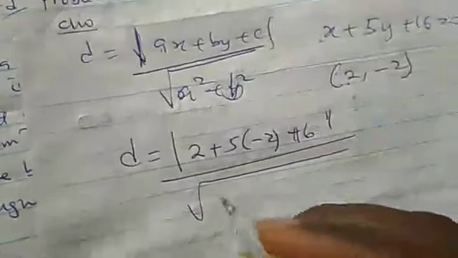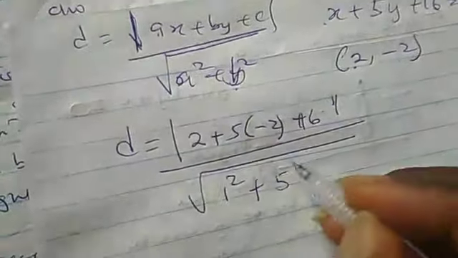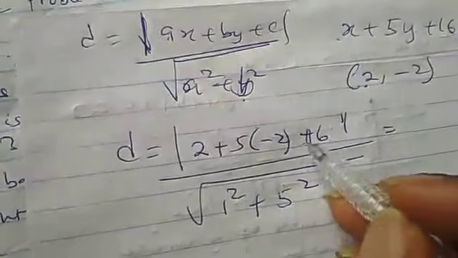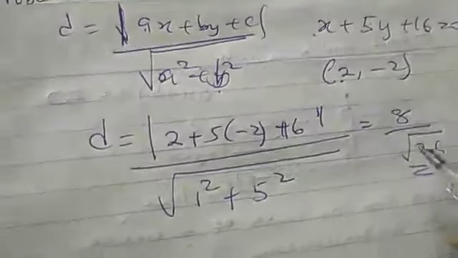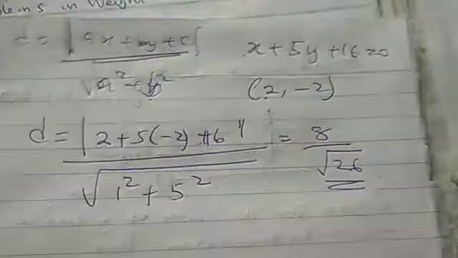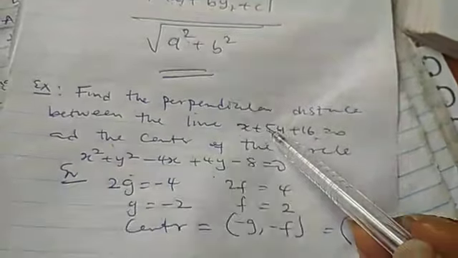The coefficient of x here is 1, so 1 squared plus the square root of b squared, which is 5 squared. And this one will give me 8 over the square root of 26. So that will be the answer. So 8 over root 26 is the perpendicular distance between this line and the center of this circle.